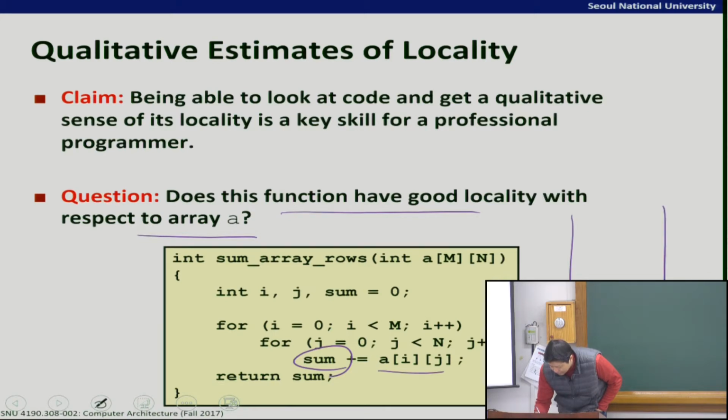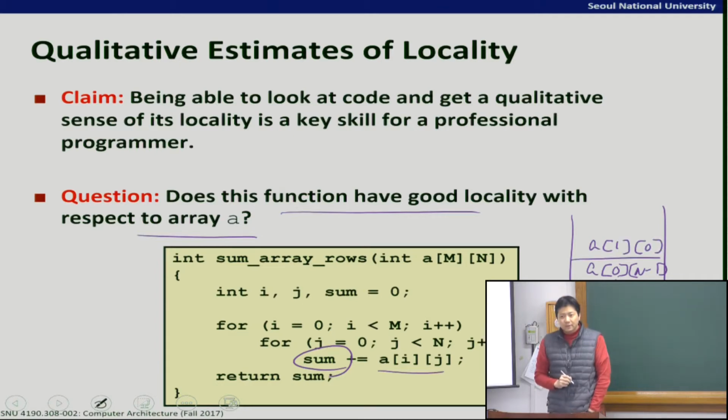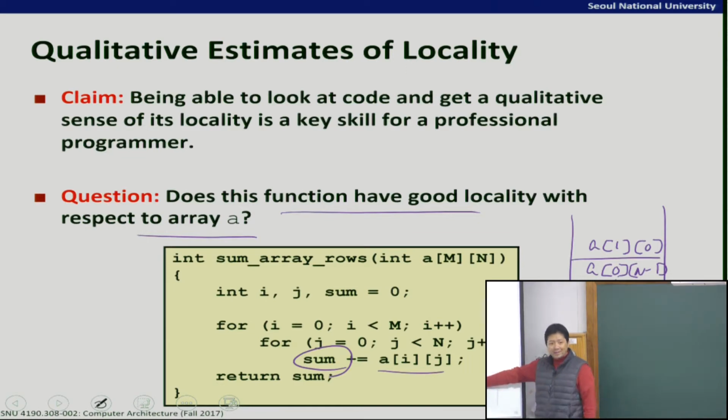Because if you see the memory layout, let's say this is a memory layout. We have A of 0, 0 here, followed by which one? What is the next item in memory space? 0, 1, right? And A of 0, 2, and so on. And then finally, once you're done with n minus 1, the next one is A of 1, 0, right?